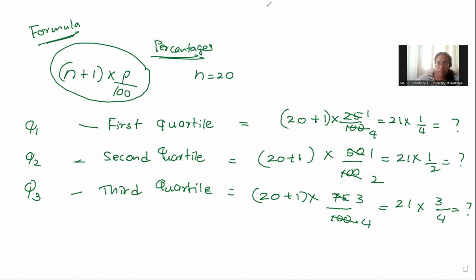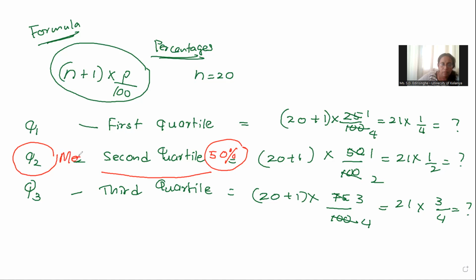The important one here is Q2, our second quartile. That means the given data set is split so that half of the values lie on each side. That is 50%. The 50% point is the median, that means the middle of the data set. So that is an important one.